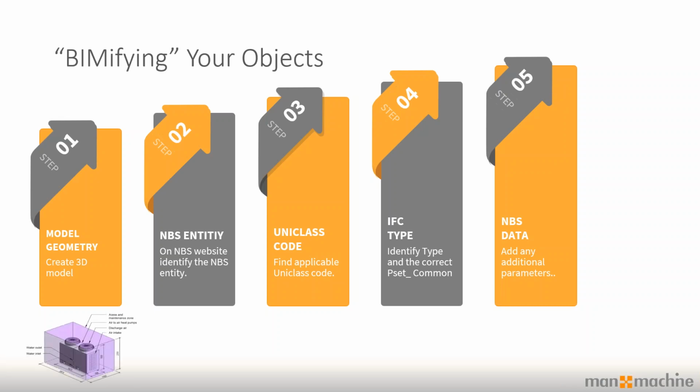So step one, you model some geometry. So you create a 3D model. This might be reusing model geometry that you already have, more on that shortly, or this could be natively modeling something from scratch in a family editor inside of Revit.